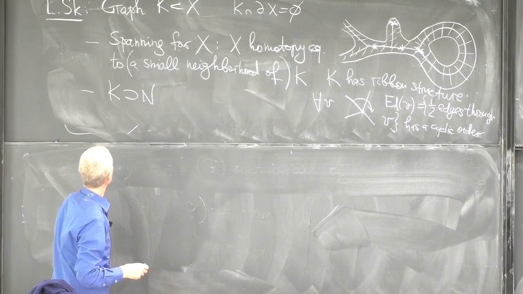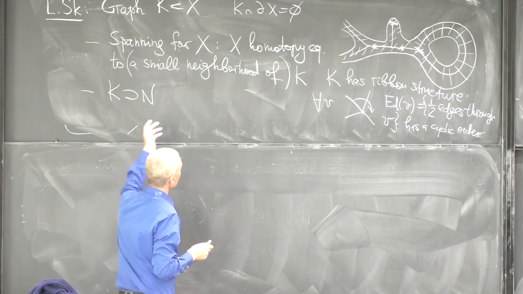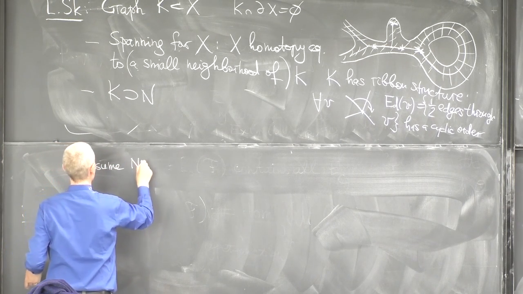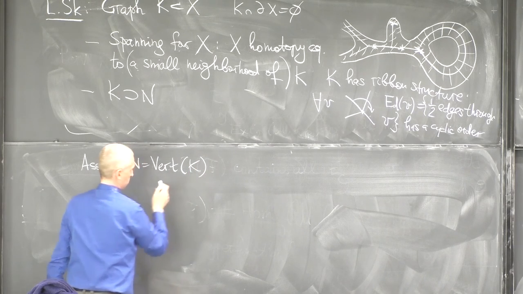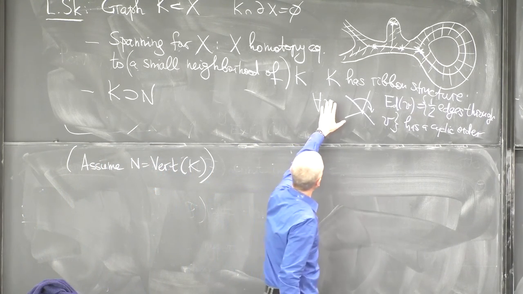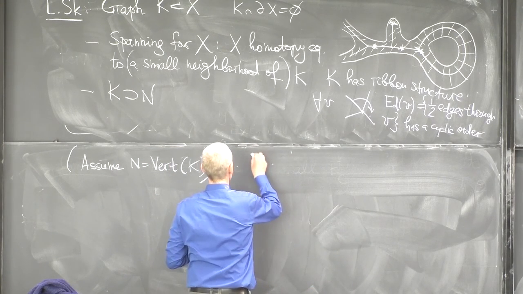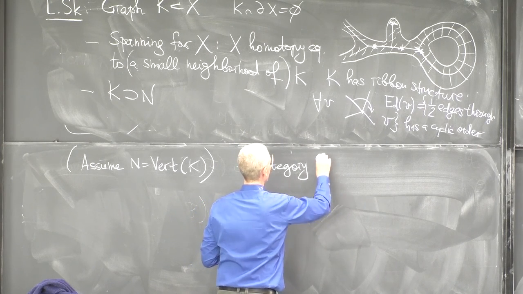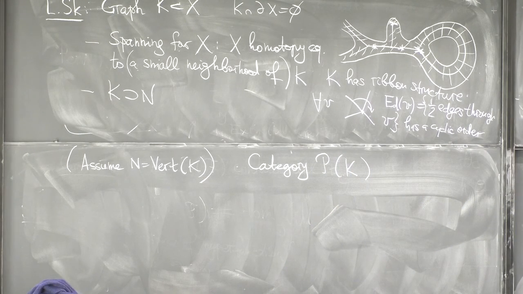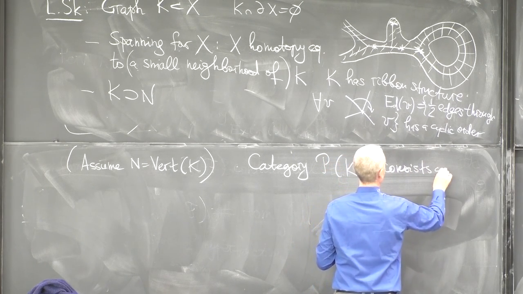Let me assume, for the purpose of the next statement, that N consists entirely of the vertices of K. So assume N is a set of vertices of K. Then for a ribbon graph K, we can associate a category depending only on the ribbon graph, the category P of K. It will consist again of double diagrams like this, except labeled by vertices and edges of K.